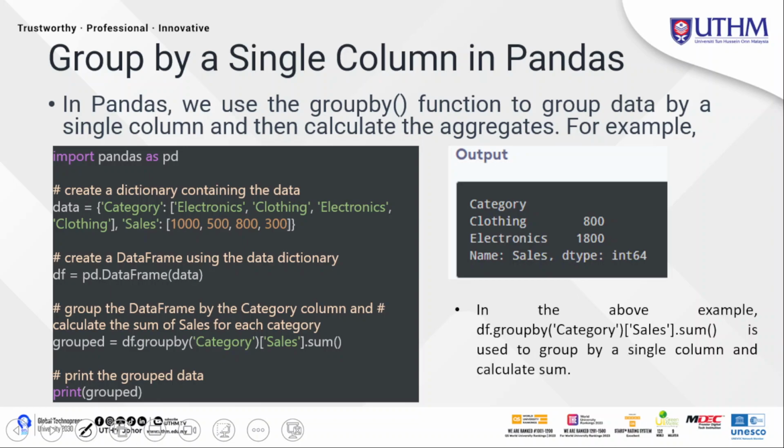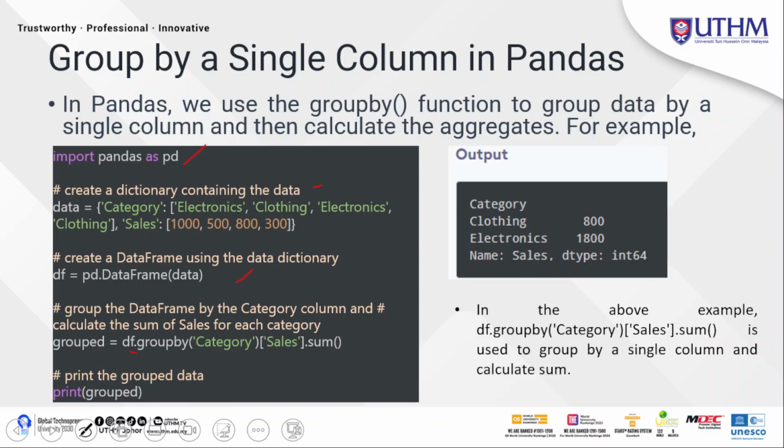Okay, group by a single column in pandas. We create the dictionary containing data. So first of all, import pandas. After importing pandas, we create the data and then create the data frame. Done. After that, we use the group by method.